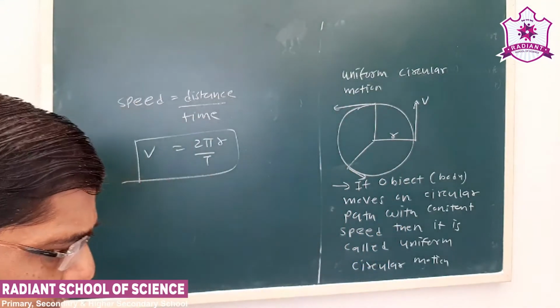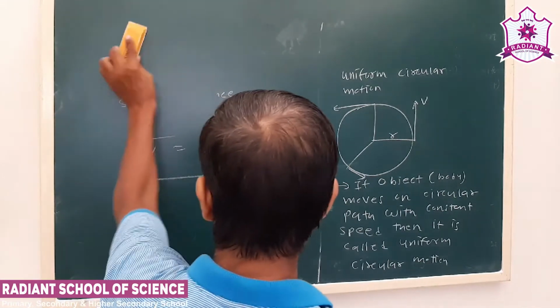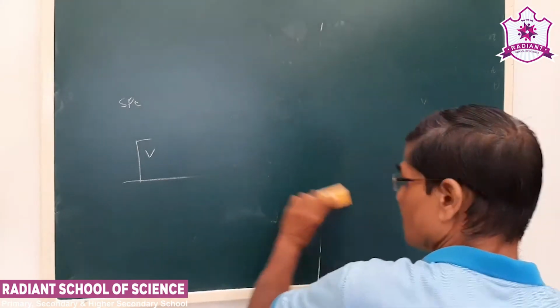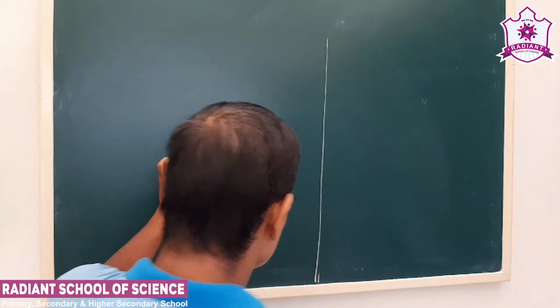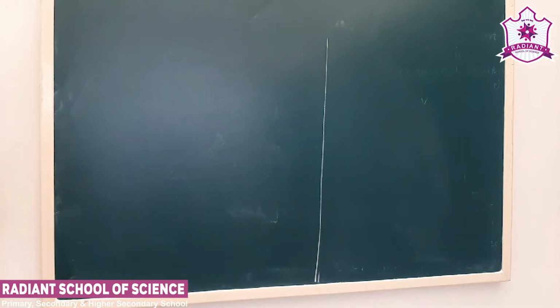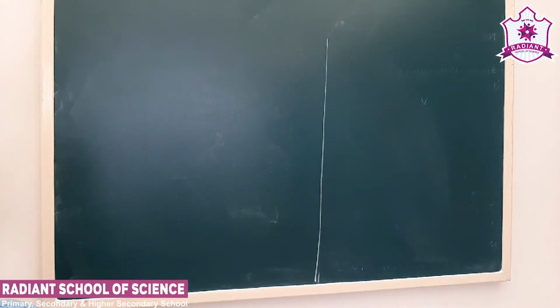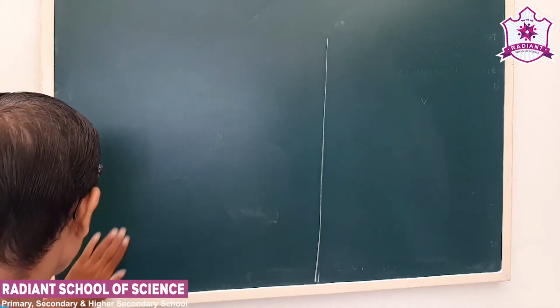Now let me take one or two examples. That will help us to revise the formulas and how to use them. For any question or numerical we solve, we have to see what is given and what we have to find out. Let us say we are given a question like this.